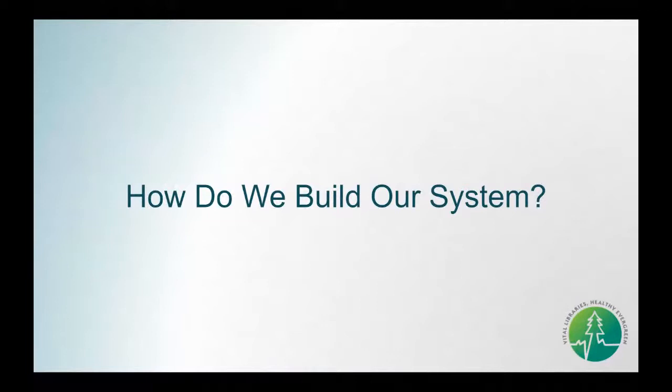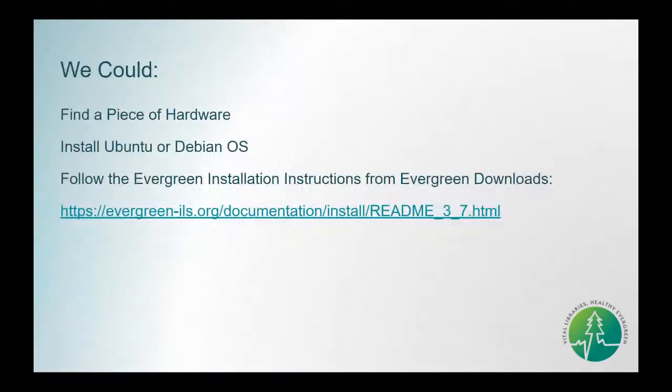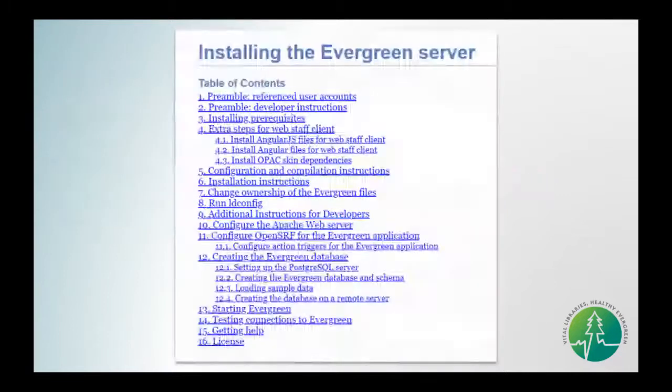So how do we build our system? Well, we could do it the traditional way. Find a machine, install an operating system on it, Ubuntu or Debian. And then we could follow the installation instructions that are always on the Evergreen download page where the new releases are posted. So if you follow that link, you get something like this. But don't read it too closely, because that's not what we're going to do.